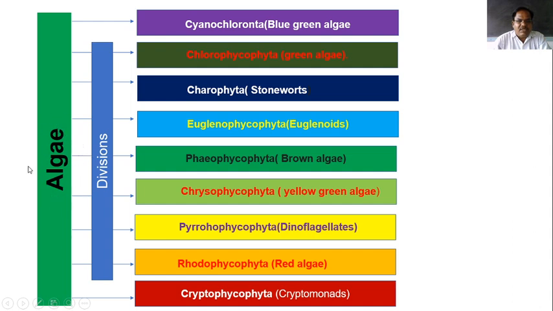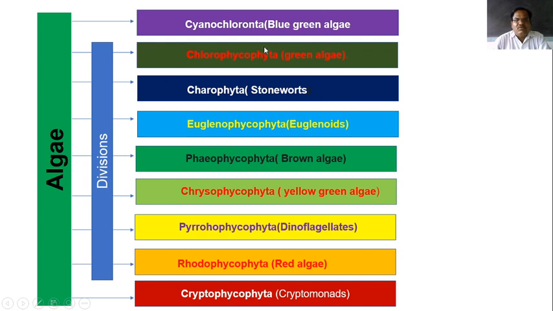They are aquatic, chlorophyllous, non-flowering, and nutritionally autotrophic. All these characters are found there. And these algae are divided into these 9 divisions.